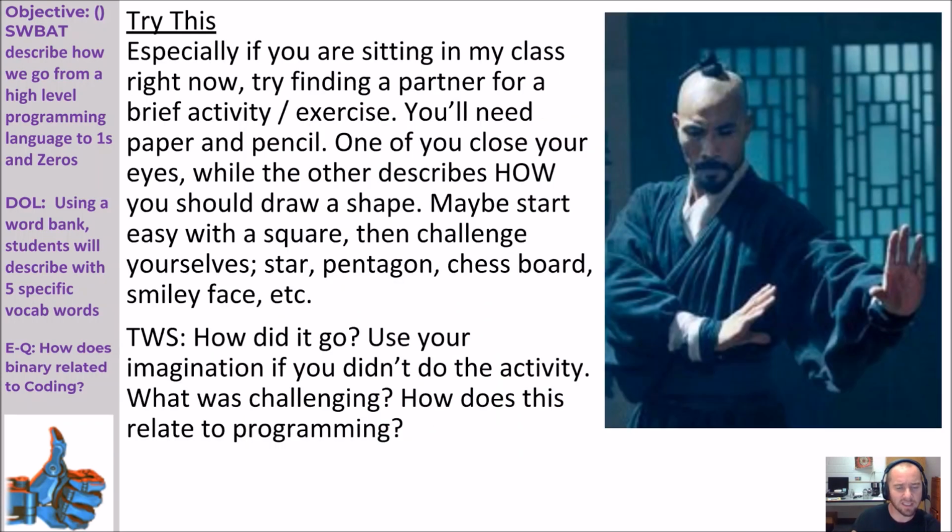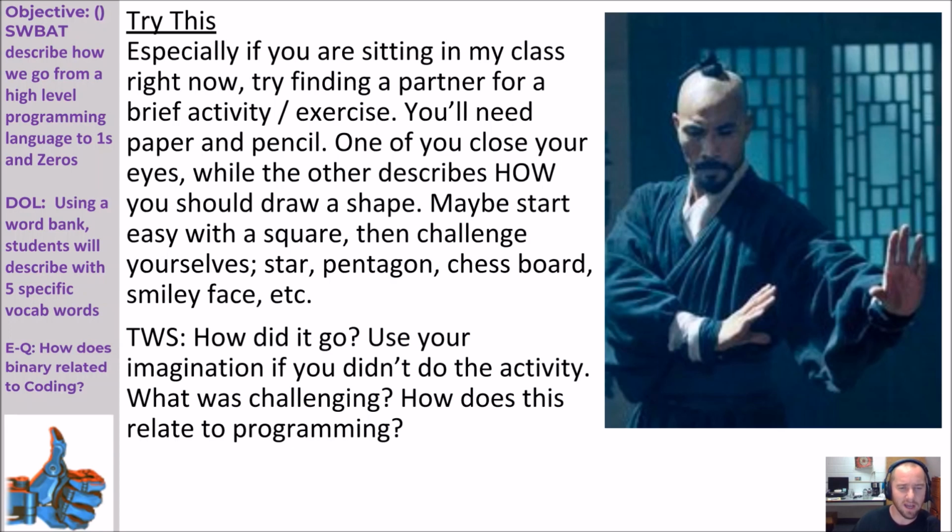So let's start the activity, and I just especially want you to do this if you're sitting in my class. I want you to find a partner. Now you'll need a paper and pencil to do this activity. One of you should be the volunteer to close your eyes, while the other will describe to you how to draw a shape. So maybe the person with the longest hair, you're the one closing your eyes. Now the other person, pick any shape, maybe start with an easy one such as a square, and then try to challenge yourselves. Go with something more complex like a star or a pentagon or a chessboard would be a good one. You may think that's easy because it's just square after square, but whatever you choose, the goal here is for one person to keep their eyes closed the entire time and the other person to give them directions.